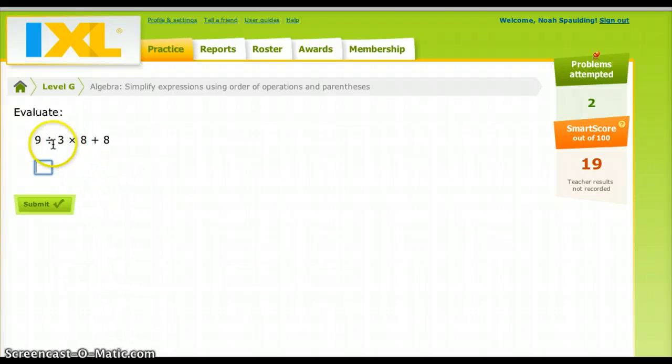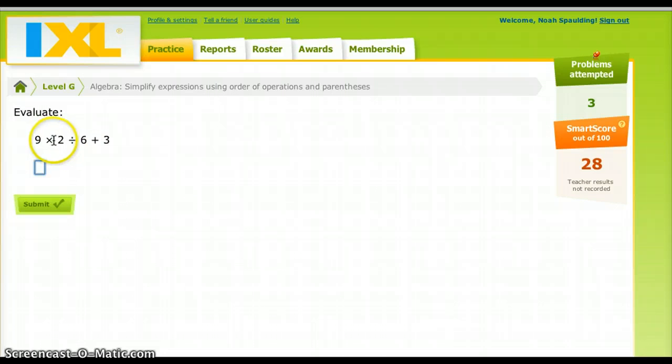Okay, next we have a division, multiplication, addition. We need to do the division and the multiplication. Okay, so we start off, because these are in the same level, you really need to start like you're reading. So we're going to do the division first here. So that would be 9 divided by 3 is 3. 3 times 8 is 24. 24 plus 8 is 32.